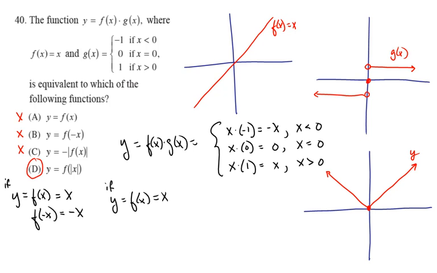So if y is equal to f of x, which is x, then f of the absolute value of x, what that's saying is that wherever we see x in the original problem, we replace that with absolute value of x, and so that result would be absolute value of x, which is what we have. And so that does it for problem number 40.